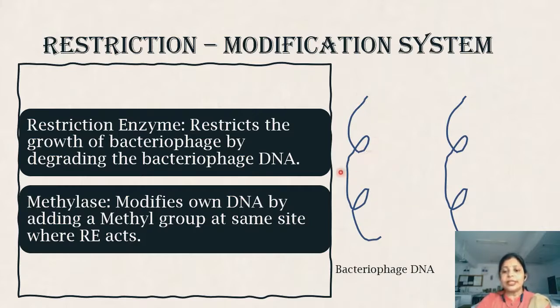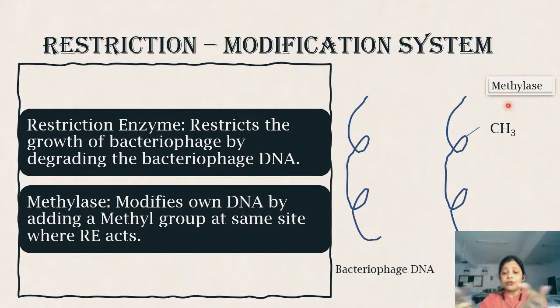You can see here there is the bacteriophage DNA and the bacterial DNA. The methylase will add a methyl group to its own DNA, that is the bacterial DNA. Not just its own DNA, not anywhere. Methyl will be added at that same site where restriction enzyme recognizes the sequences. Those same sequences which are recognized by restriction enzyme will have a methyl added by this methylase.